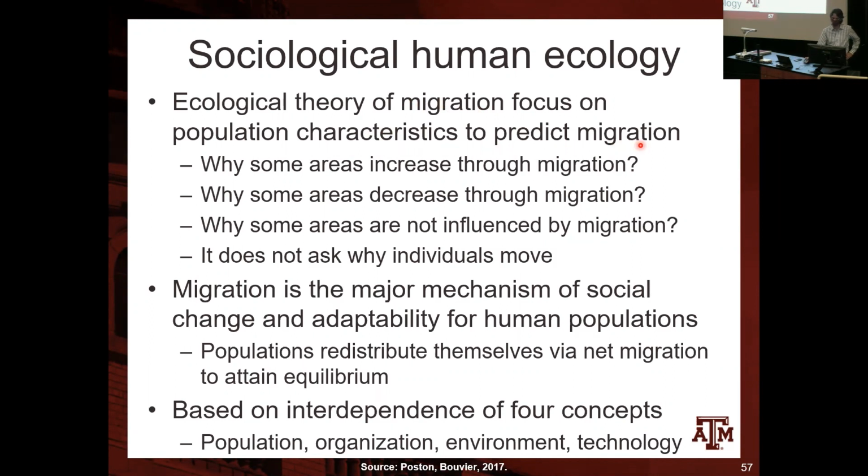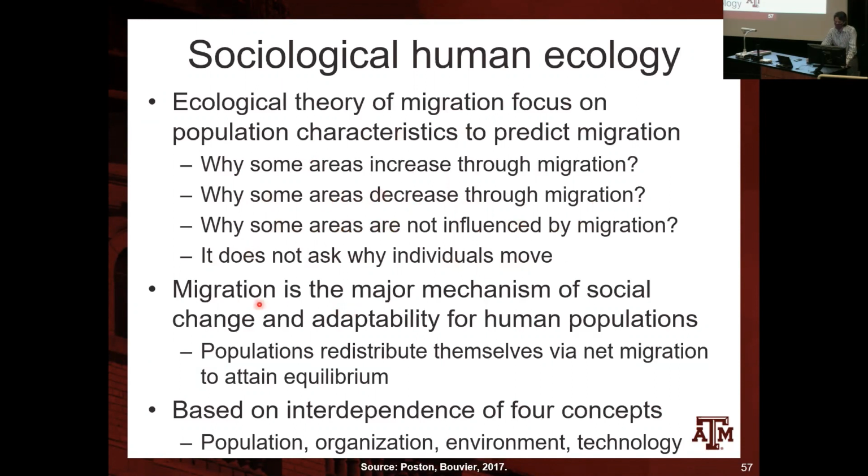I'm trying to understand why some areas tend to attract more migration, why some areas tend to have more out-migrants and decrease in size through migration, and why some areas are not influenced by migration at all. The questions here are not about individuals. It's about the characteristics of the areas as a whole.